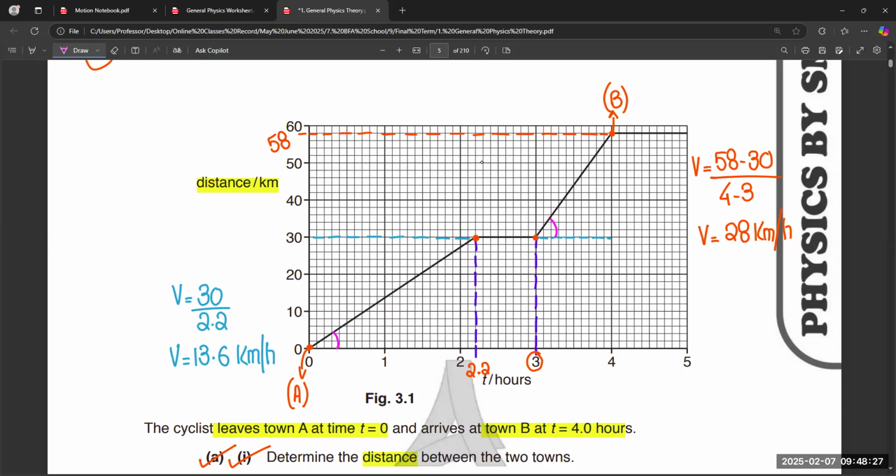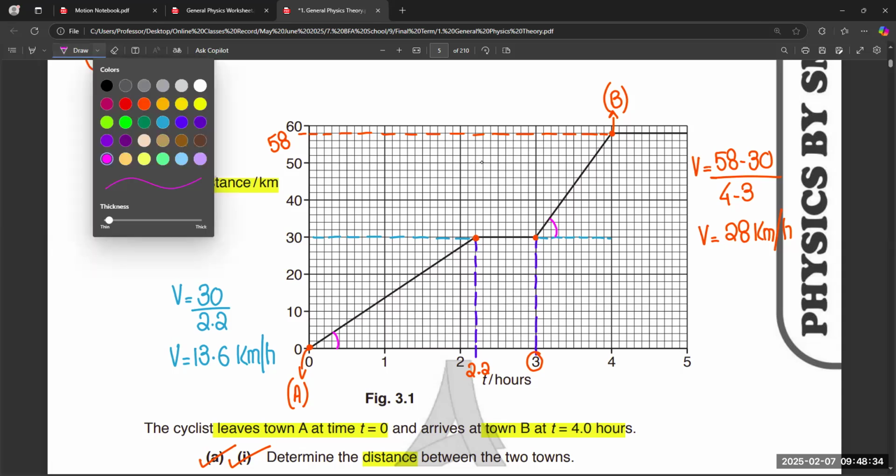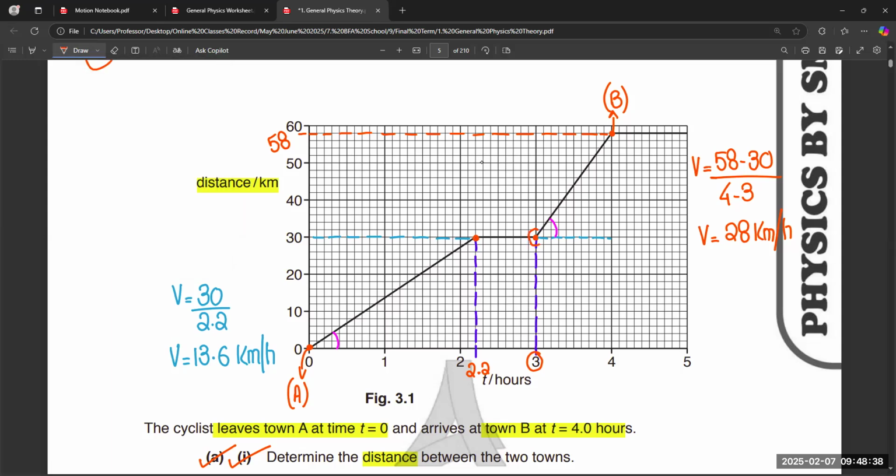Can you repeat why we have subtracted 4 by 3? Because of the time, because we are starting from this point. So this point is at 3 hours and we will end at this point. Because before 3 hours body is in rest state. This is rest state.